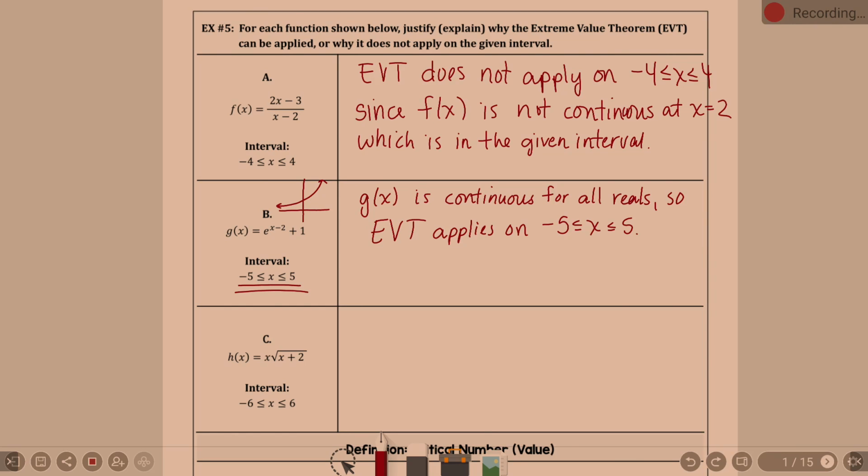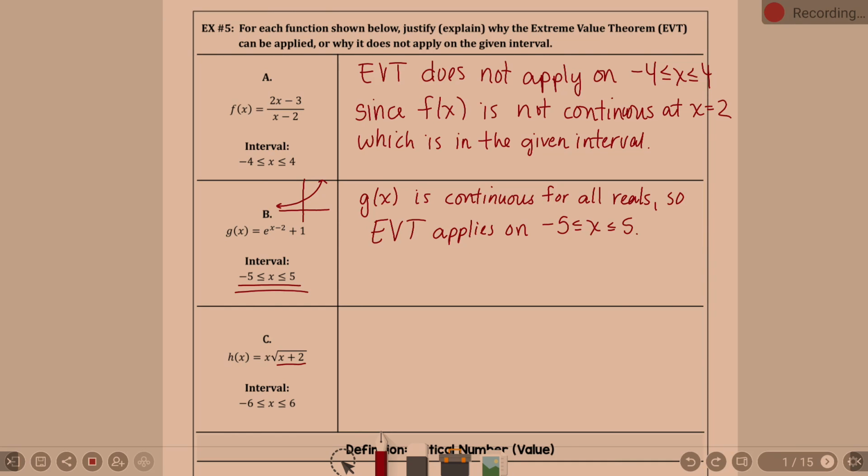Okay, start looking at C when you're ready. With h of x is x times the square root of x plus 2. It's not continuous. Why? The thing under the square root. I couldn't tell you what it is, but I do remember that. Okay. What do we know about values under a square root? Because I agree, that is the big issue here. They have to be positive, right?